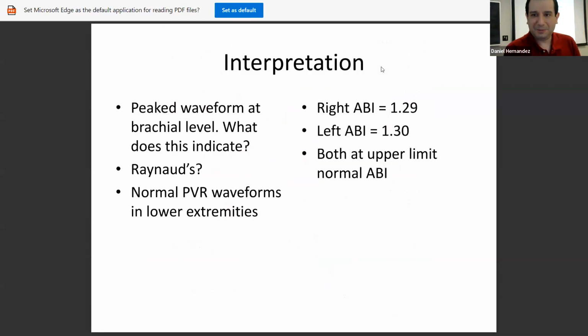Did they say why they were here? There you go, that's the interpretation. Peak waveforms at brachial levels, what does this indicate? Raynaud's? Raynaud's disease, right? Yep, that's when it's on top of PAD. And they don't have anything abnormal lower, other than this.